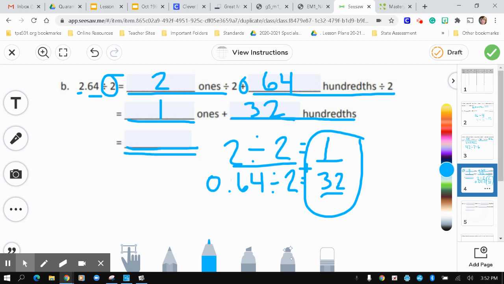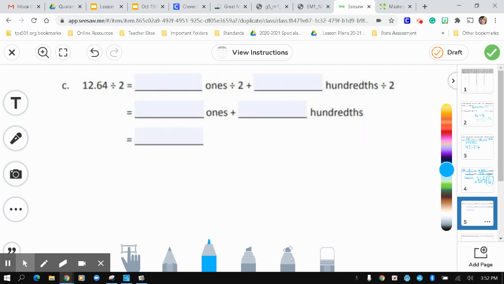I'm going to leave C for you to do on your own, but recognize that they have a whole number. Sorry, Ellie's barking in the background.